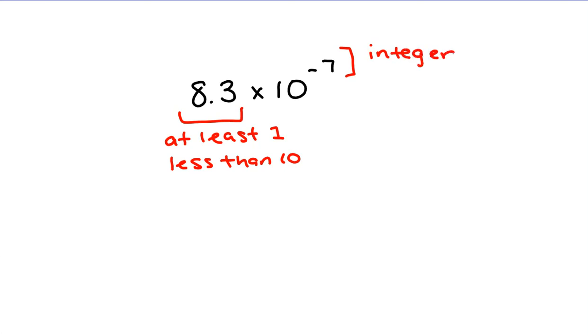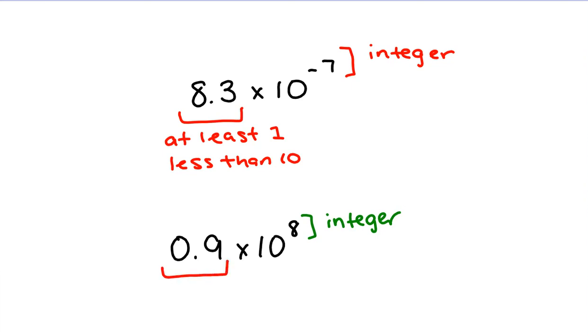So this is written in scientific form. Now, what if we had 0.9 times 10 to the power of 8? Well, we see that this is indeed an integer, but when we look at our factor, this is less than 1, so this is not written in scientific form.